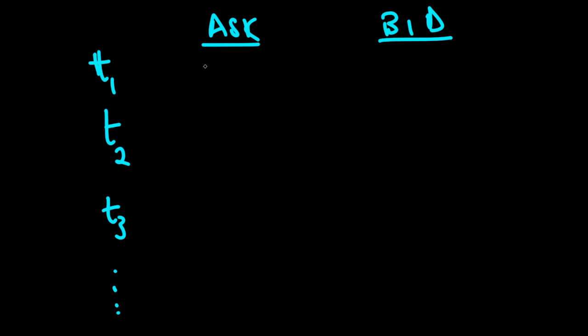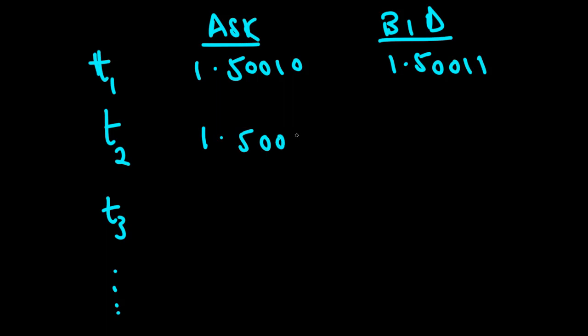So for instance, let's assume the first ask was 1.50010 and the bid was 1.50011. So we have a spread here of 1 point. Now, the next tick might not necessarily contain both ask and bid updates. You might get a new ask price, so you might get a 1.50015, and you might not have any bid price returned for that tick.